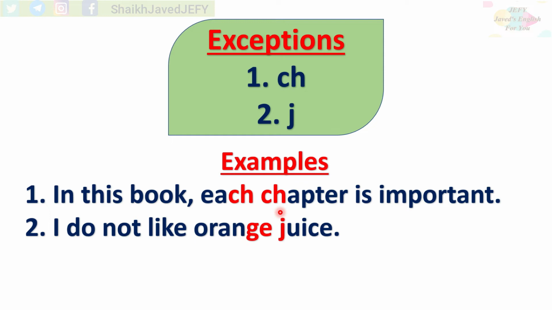The reason? English rules. As per the rules, you cannot link them. You have to say them separately. In this book, each chapter is important, like that. The other exception is the j sound. You have to say this j separately and this j separately. For example, I do not like orange juice. It's wrong. I do not like orange juice. It's right. This j sound has to be spoken separately. It cannot be linked.